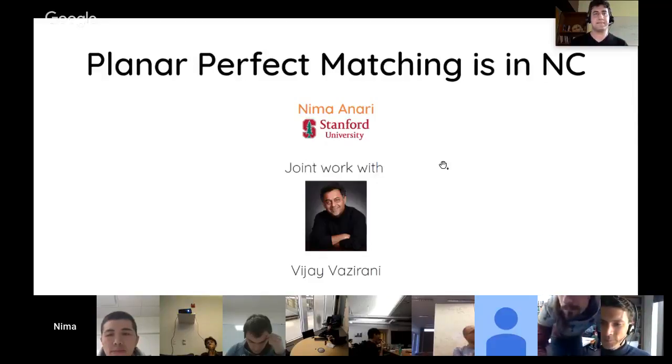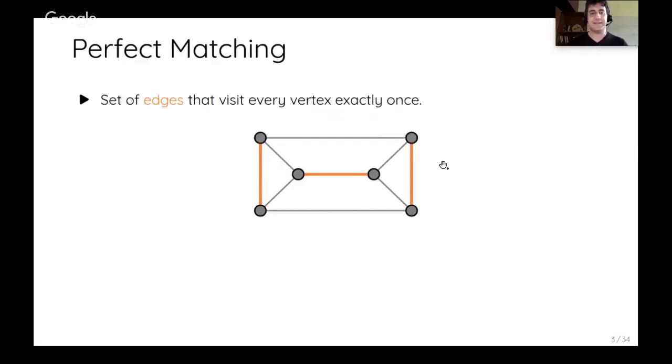Thanks. So hi, everyone. This is joint work with Vijay Vazirani. Let me just jump into the problem. I hope that most people here know what a perfect matching is. If you're given a graph, you want to pick a set of edges such that every vertex is adjacent to one of the edges you picked.